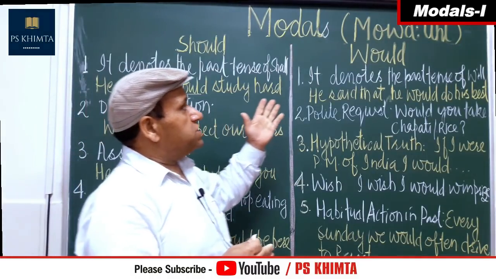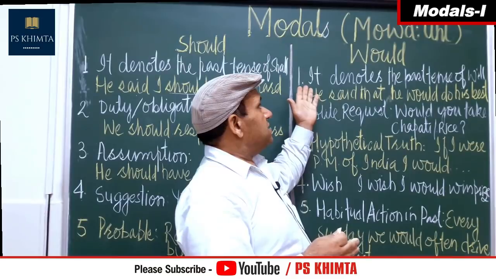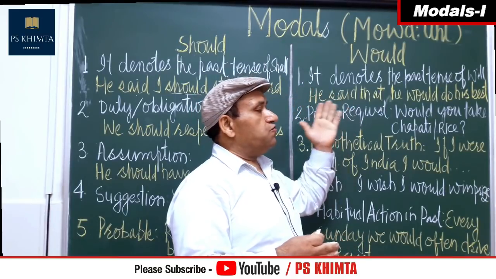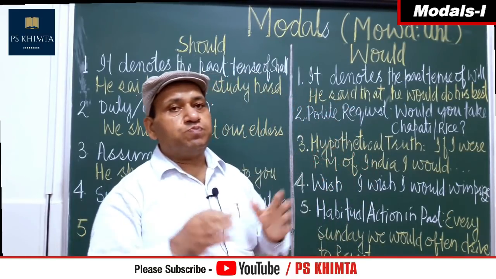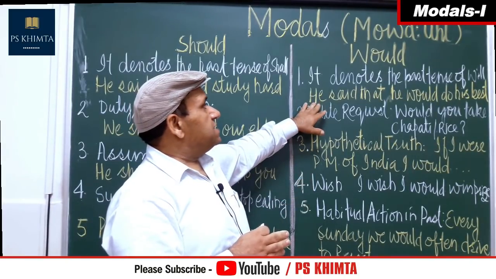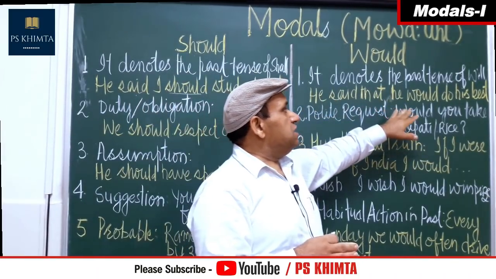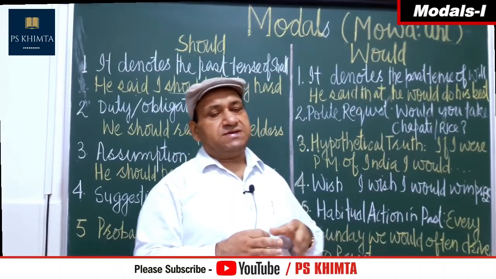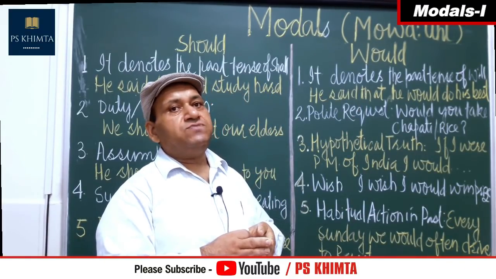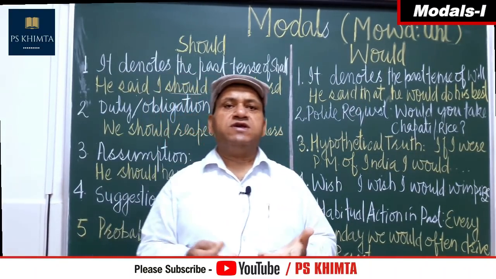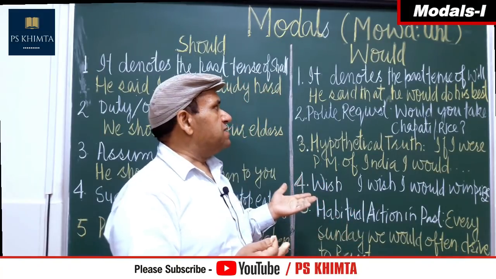So the second one is "would". It denotes the past tense of "will" in indirect speech. Example is here: he said that he would do his best. This is one example. We can have many in the past.